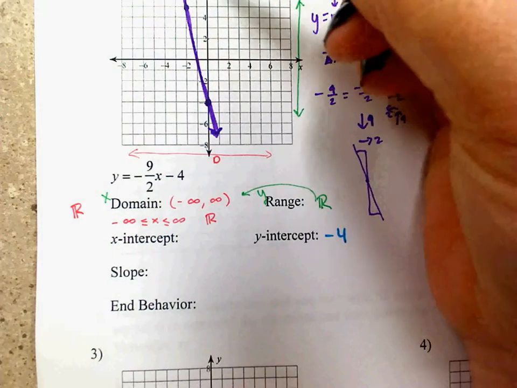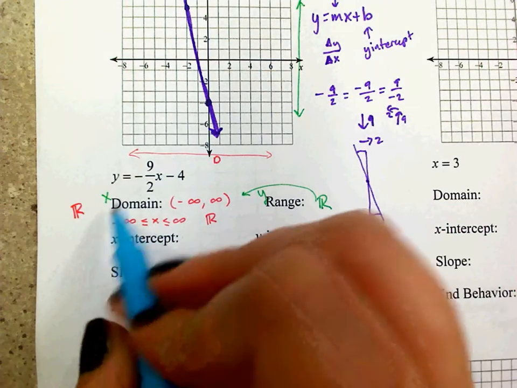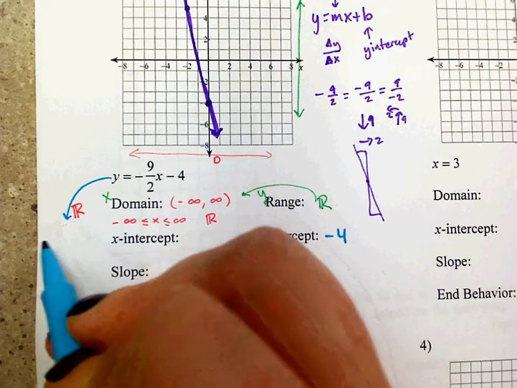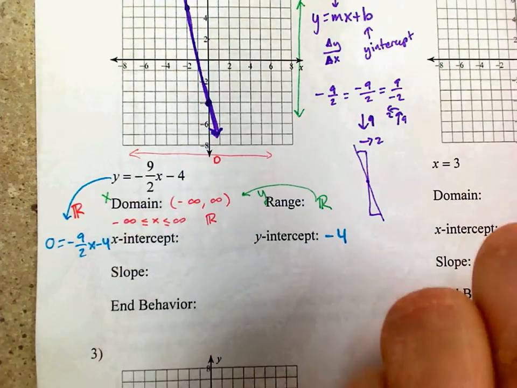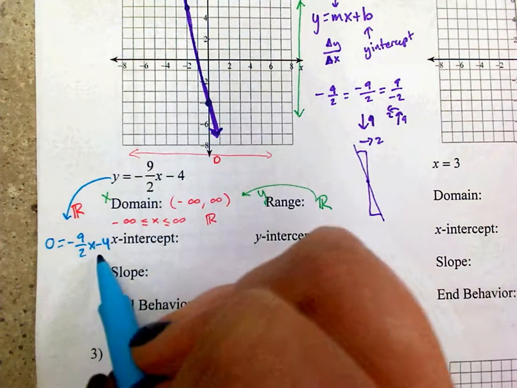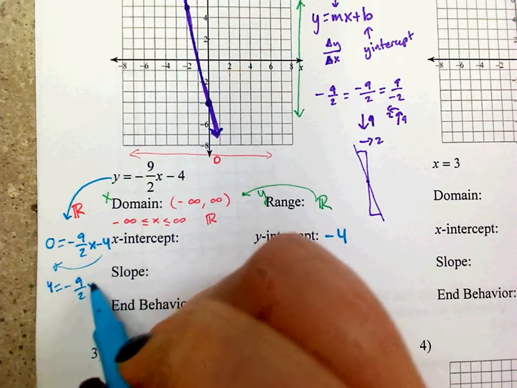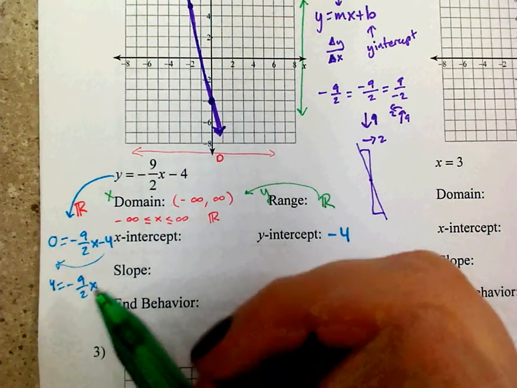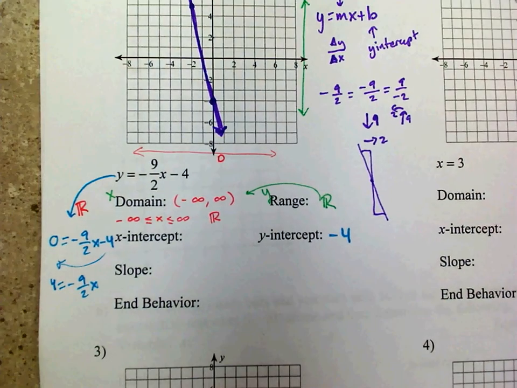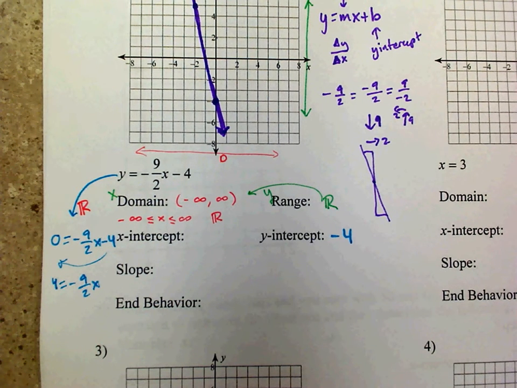So y equals 0 means I'm going to take this equation and set it equal to 0. Negative 9 halves x minus 4. And I want to solve for x. So we're going to add the 4 over. So 4 equals negative 9 halves x. And you can do this in two different steps, or just in one. I want to undo the multiplication of negative 9 halves. Or you could think of it as, I want to undo the multiplication of negative 9 and the division of 2.